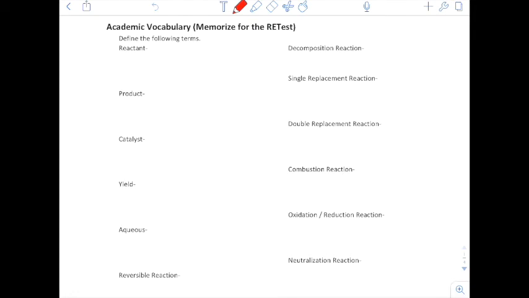Welcome to your guided practice for Unit 7. So let's start by going over some academic vocabulary that you'll need to memorize for the test. It says define the following terms.